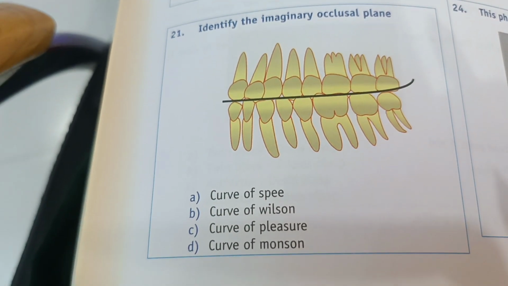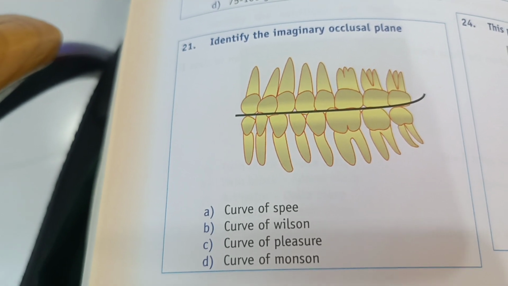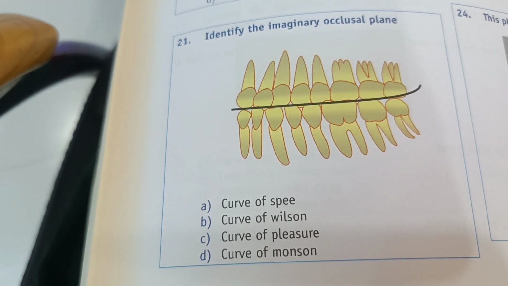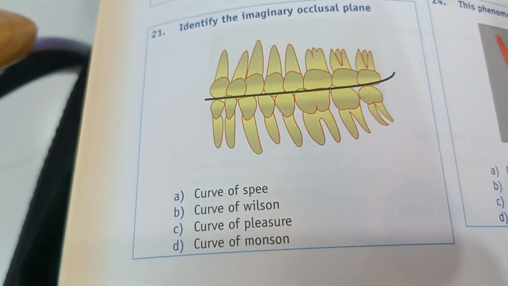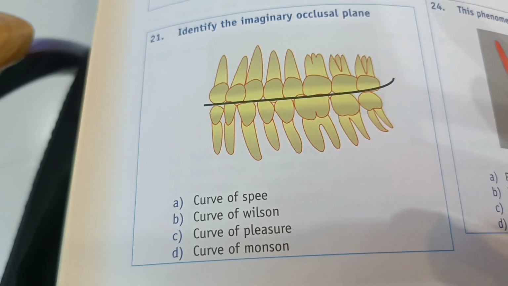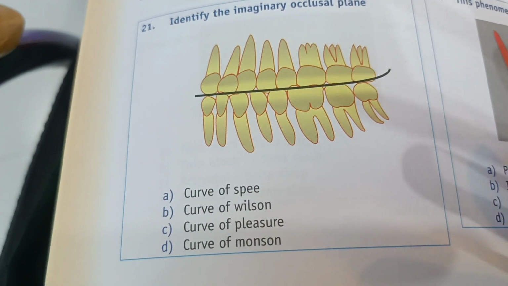Identify the imaginary occlusal plane. What kind of plane can you see here? Curve of Spee, curve of Wilson, curve of Pleasure and curve of Monson. If you have heard about all these curves, you can easily solve this question. The right answer is the curve of Spee.